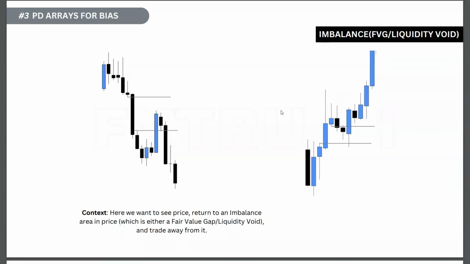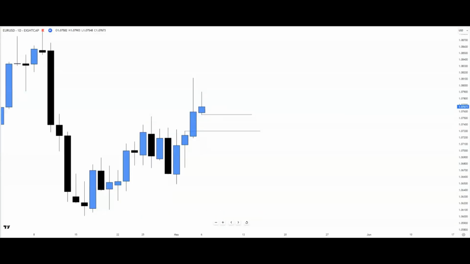So next we're going to be looking at the imbalance, which is also the fair value gap or liquidity void. So here we want to see price return to an imbalance area in price and trade away from it. So let's see examples of this on the chart. So right here, you can see on the daily time frame on the Euro USD, we've identified a fair value gap. So let's see what price does.